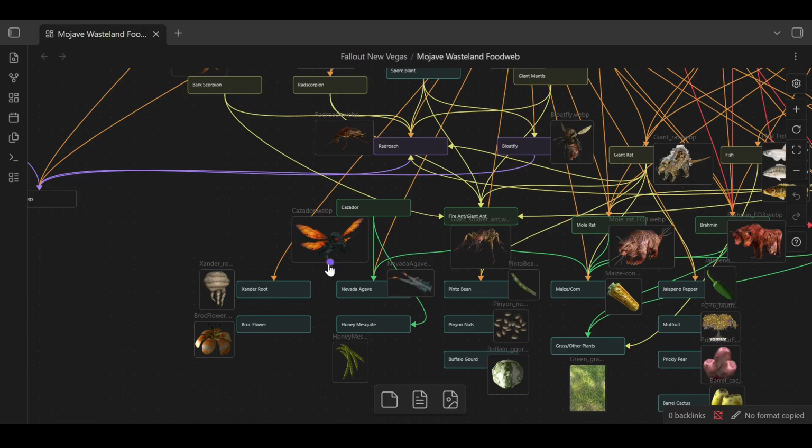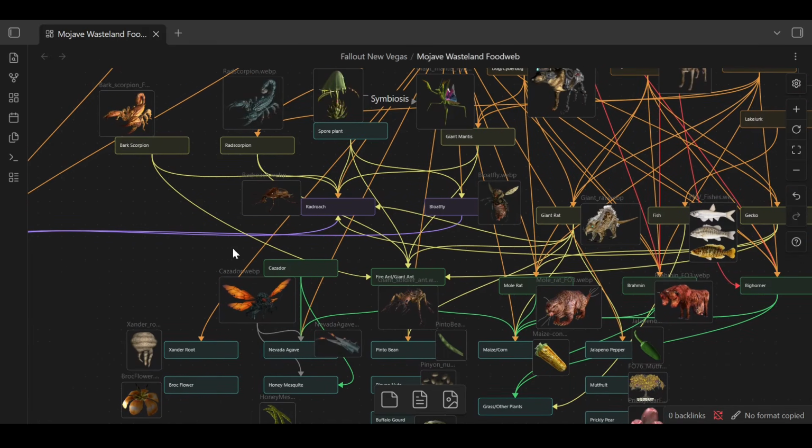I think I forgot to actually put the arrows on, and they definitely do eat nectar from the honey mesquite plant as well, the tree. So cazadors are actually herbivores, so when they want to attack you, they're just being aggressive because you have the audacity to exist in their vicinity. So that's fun. That's fun.